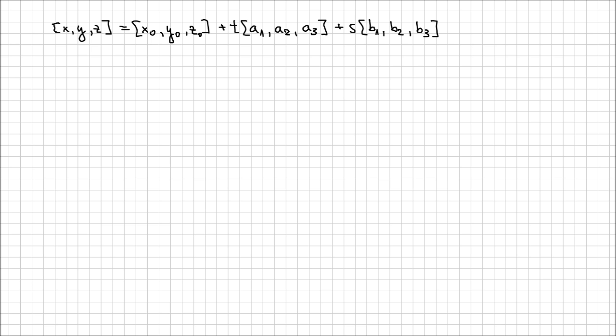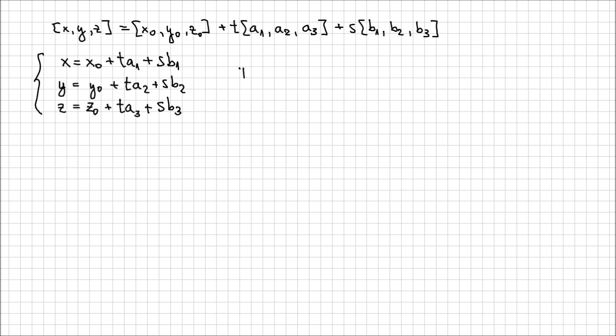So now from this vector equation, it's very obvious, especially since you've seen the same thing for the equation of a line. Let's define the parametric equations of a plane. So they are as follows: x equals x0 plus ta1 plus sb1, y equals y0 plus ta2 plus sb2, and z equals z0 plus ta3 plus sb3. And these are your parametric equations of a plane.